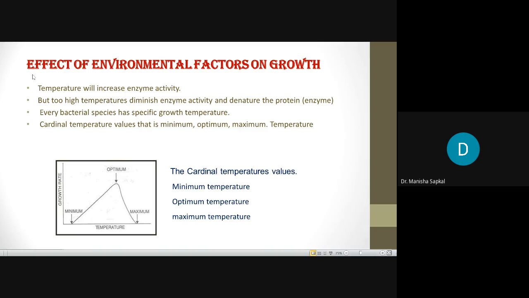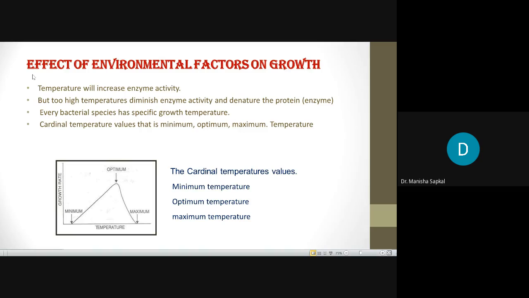This syllabus comes under the paper of physiology. Growth and its effects come under the studies of physiology. Now, what are these factors and how are they going to affect bacterial growth? Let us start from the first environmental factor, and that is the effect of temperature.